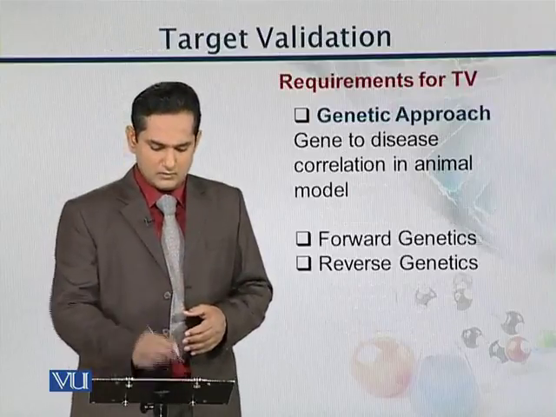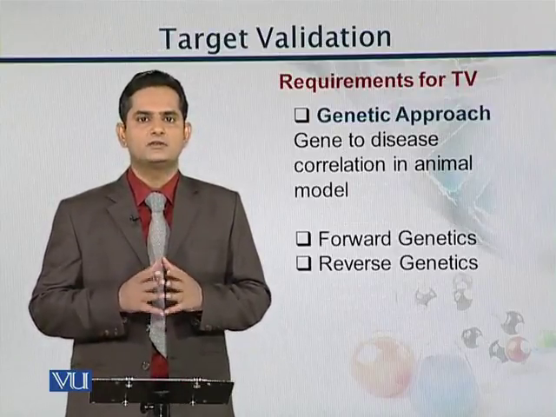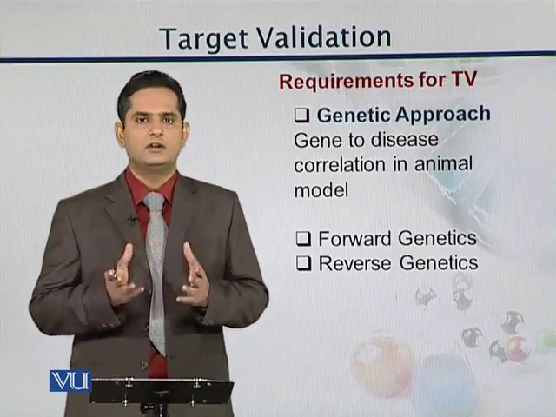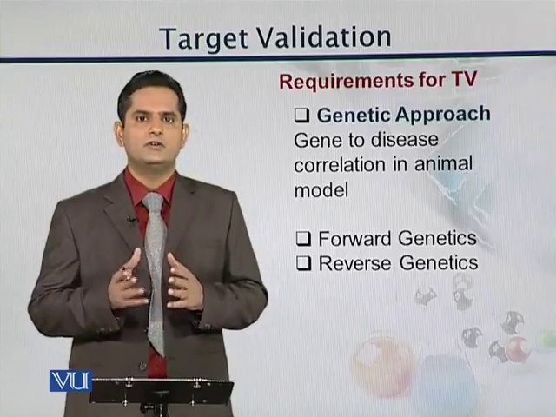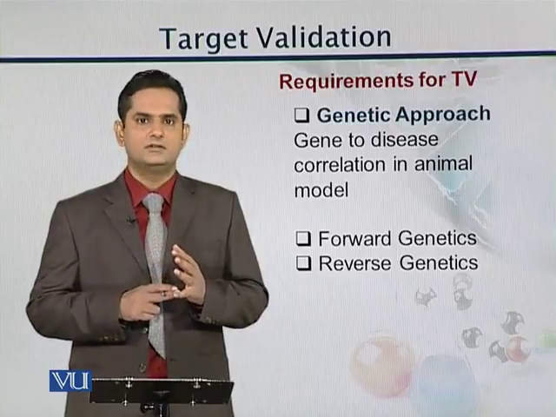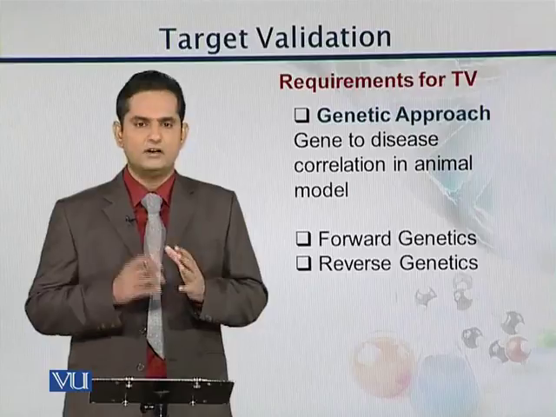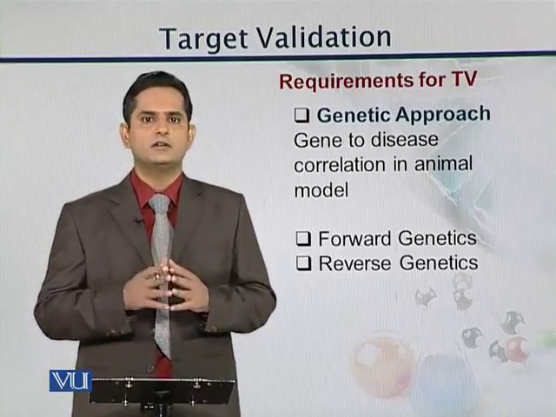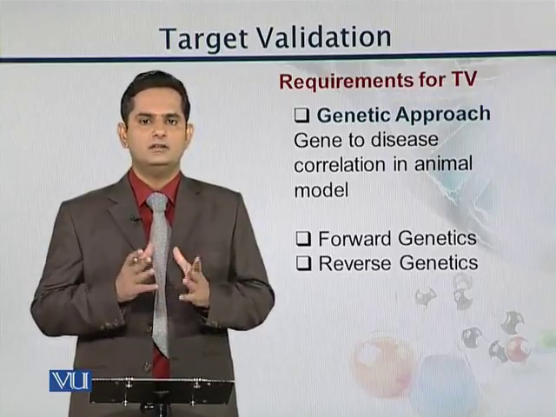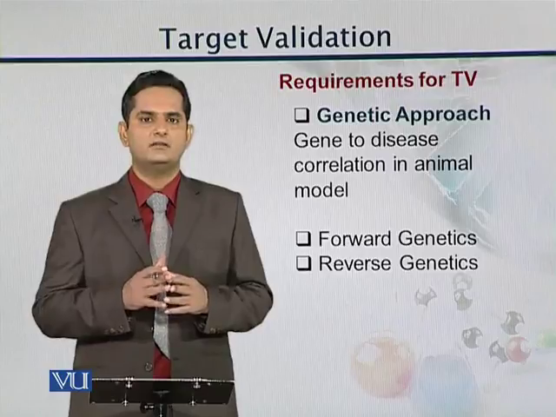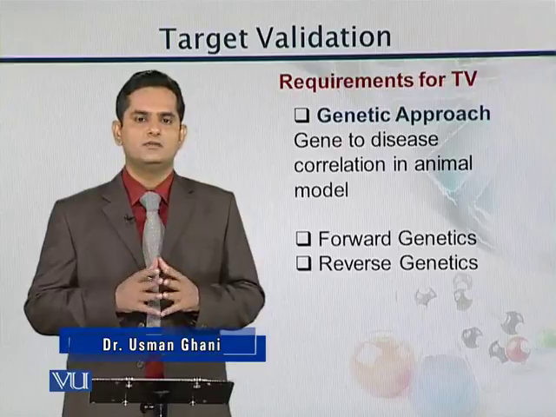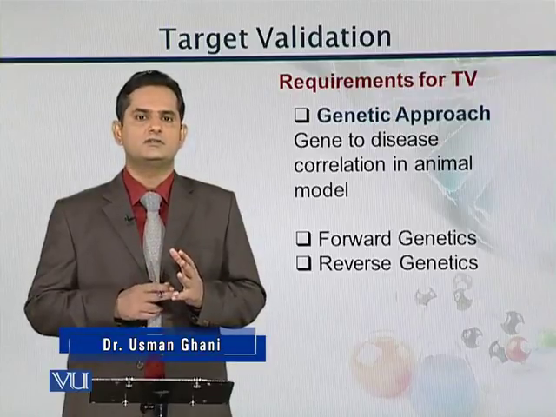So how is it done, and what are the different requirements for target validation? Basically, for target validation we want to look at the relationship between genes and diseases. For example, we can ask what is the gene-to-disease correlation in some animal model. Correlation means how they can be combined together. Is there some positive effect or some negative effect? That is called correlation. Based on this approach, there are two broad categories: number one is forward genetics and the other one is reverse genetics.